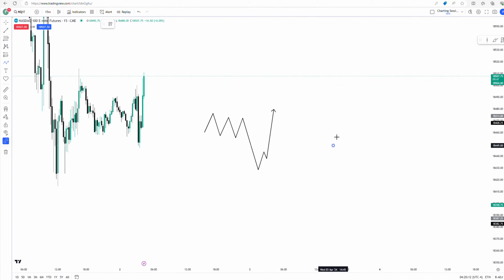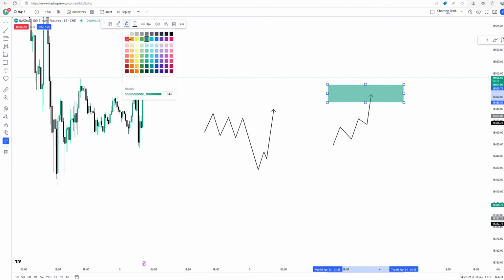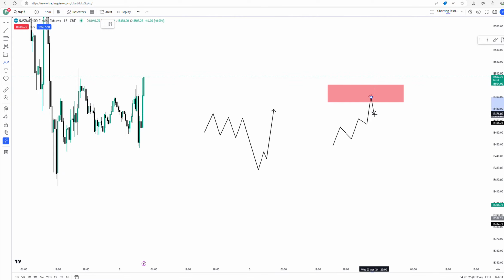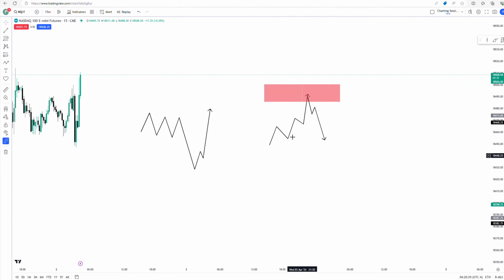Another high probability setup is this, tapping into a high time frame imbalance. It could be on the 15-minute, and then reacting from there to move lower during a key time frame. The same applies for the downside. So that's an upside example. This is a downside example. You can also flip those and get examples in that manner too.